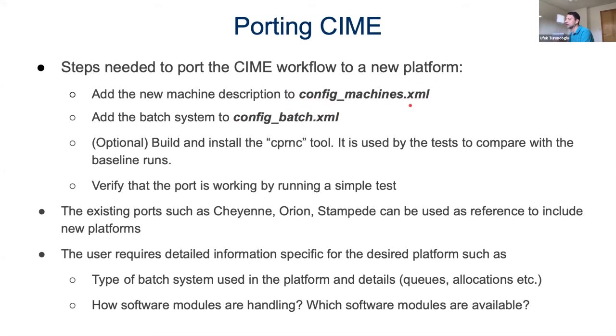Config machine basically defines which modules will be used to build the model. Of course, you can go to that file, find an entry similar to your new platform, copy that one with a new name, and then start to modify it until you get a correct build. To verify your port is working or not, you can run a simple test. You can create a low resolution case, or you can run the full test suite and see what happens. But it's always better to start with small steps. Just using a single case will be enough to test something in there.